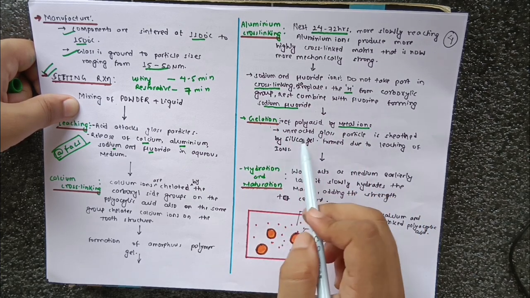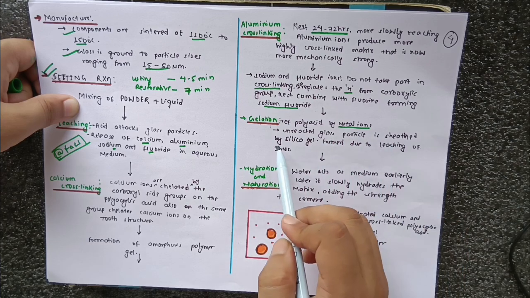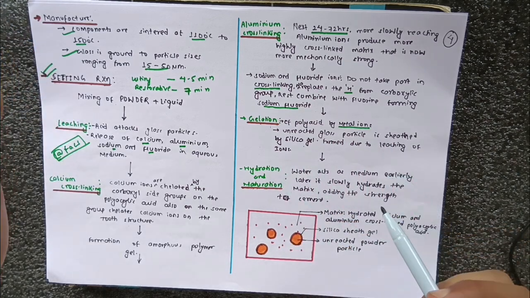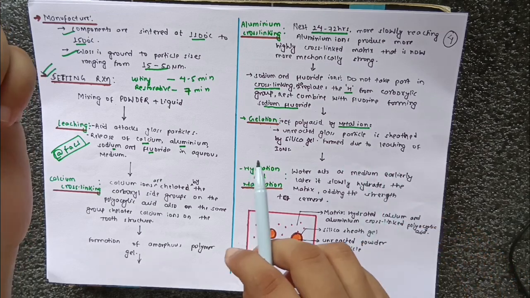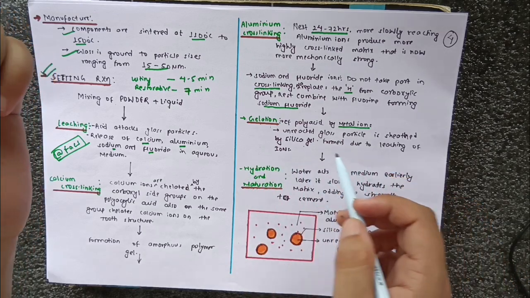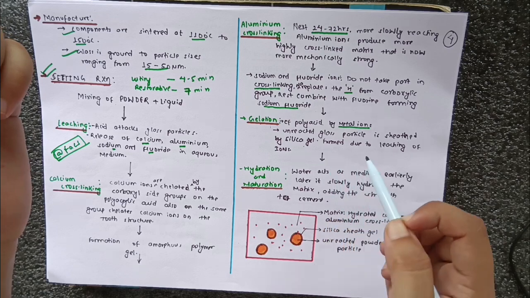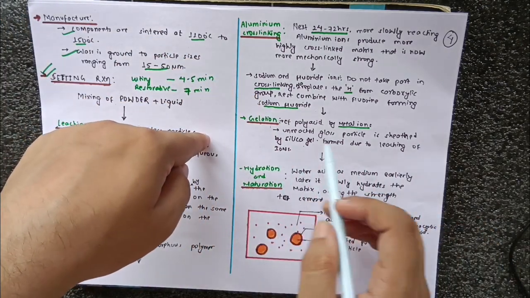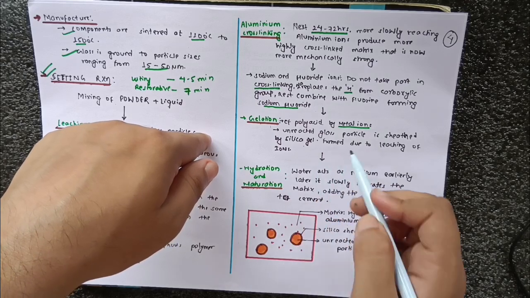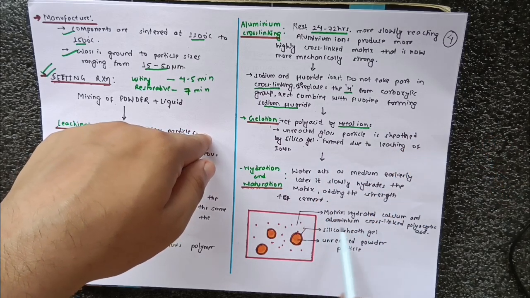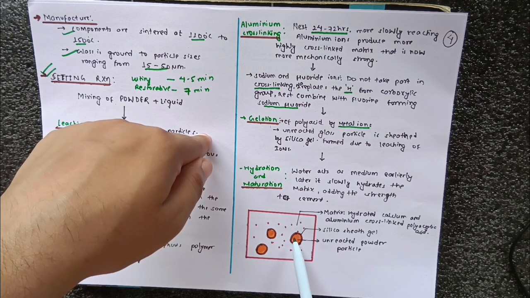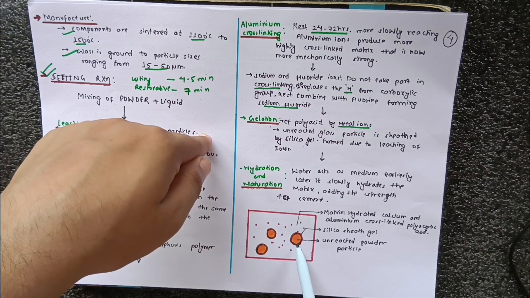What happens there is that the unreacted glass particle is sheathed by the silica gel formed due to the leaching of the ions. In gelation, the ions that are leached from the glass particles, when they come into the matrix, form a sheath-like structure. A silica sheath, a gel-like structure, is formed around the glass particle.